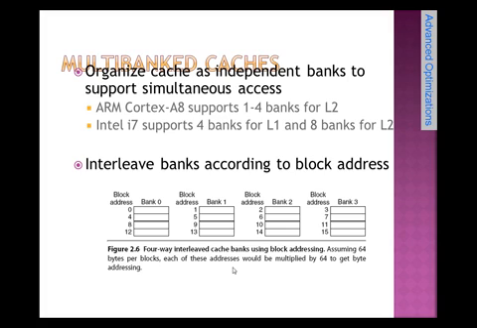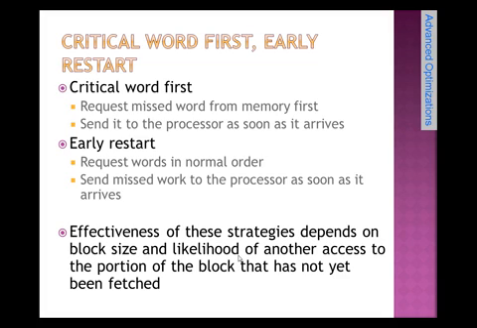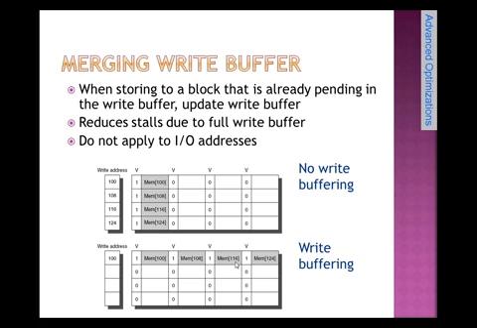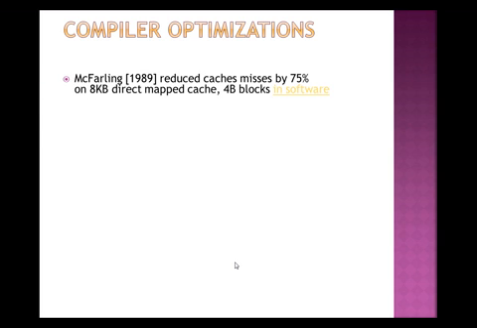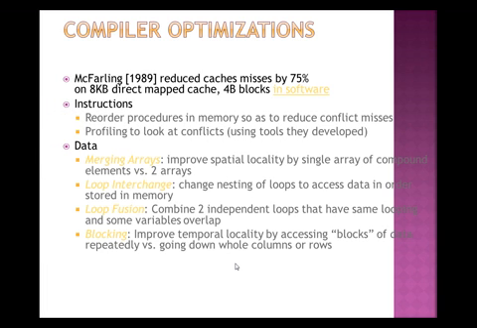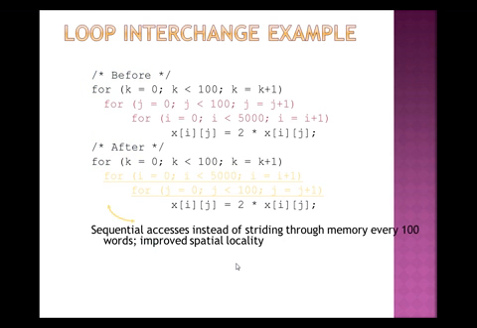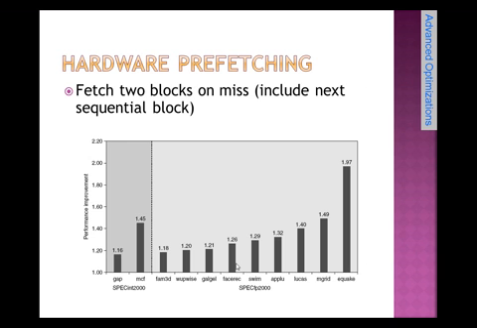Then non-blocking caches. Then how a computer achieves this, first of all with critical word first and then early restart. Then how to merge the write buffer. Then how to optimize with the help of the compiler, that is compiler optimization. There are four categories: merging arrays, loop interchange, loop fusion, and blocking. These are the examples of the four concepts.